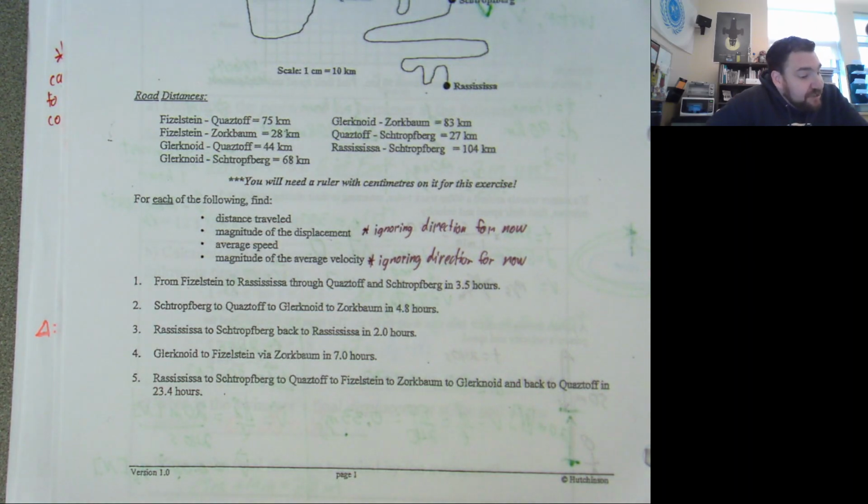So remember, distance traveled absolutely depends on the path you take. You're following the roads, the roads have lengths, walk the road. The displacement, going back to that definition, is the straight line distance.